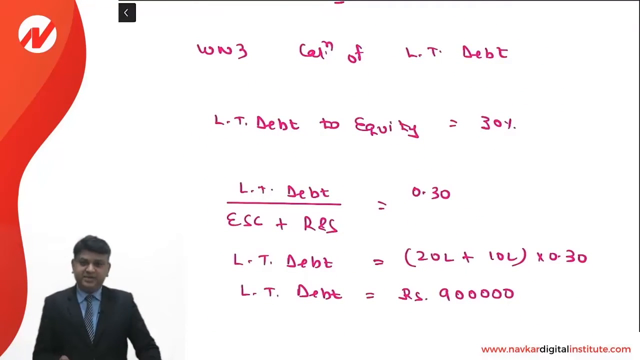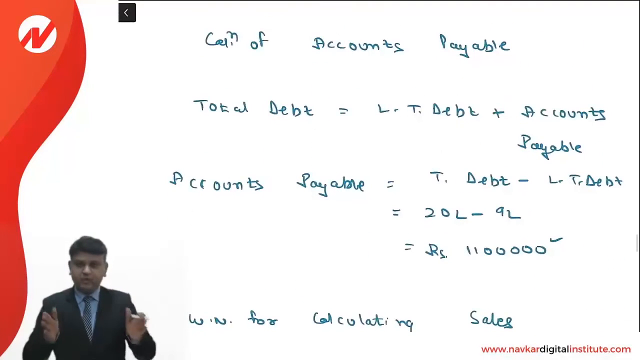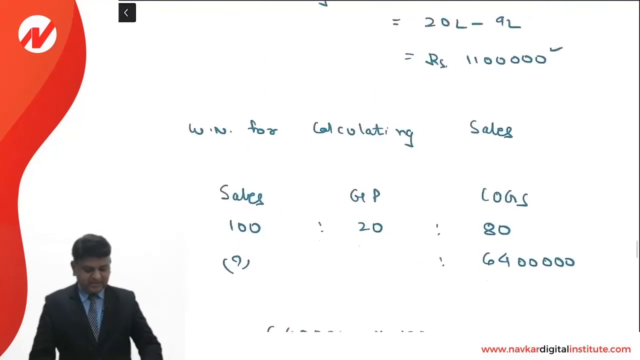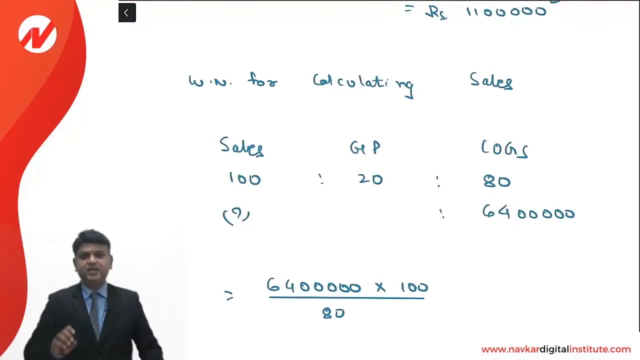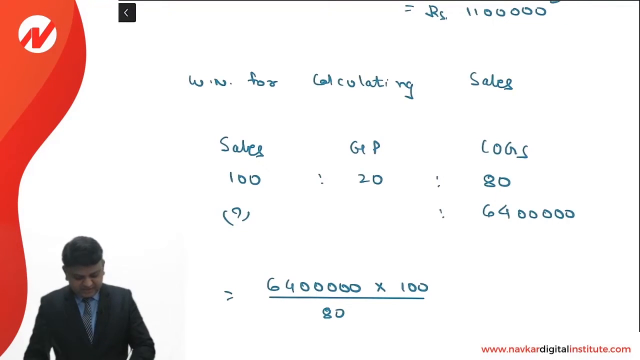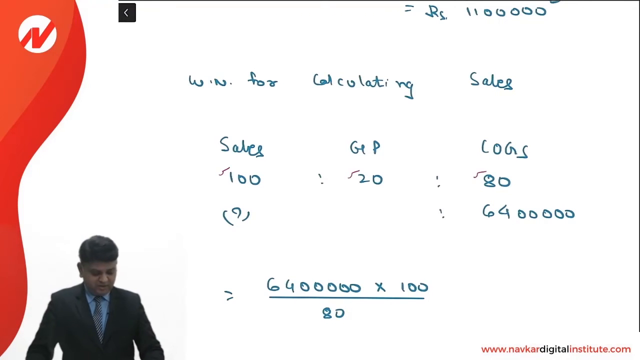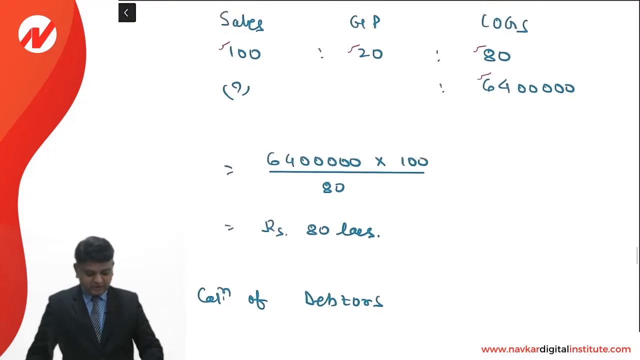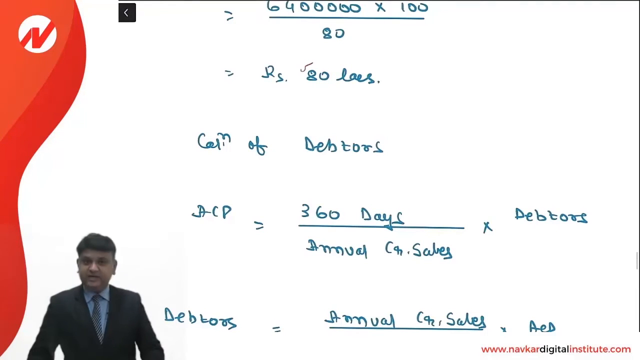Equity share capital plus reserves and surplus is total equity, that is an amount of 30 lakhs. 30% of that is the long-term debt, 9 lakhs. Total debt is 20, long-term debt is 9, so the accounts payable creditors is 11 lakhs. GP ratio is 20%. So for every 100 rupees of the sales, 20 rupees is GP and COGS is 80. COGS is an amount of 64 lakhs. So the sales will be calculated as an amount of 80 lakhs.